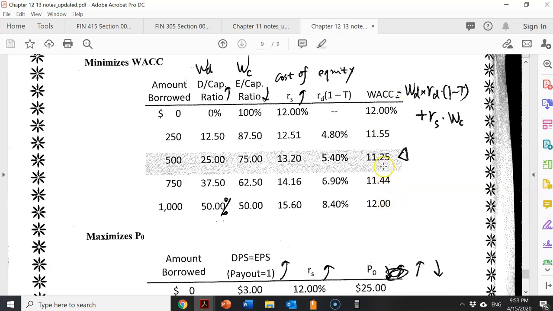We find that we have the lowest WACC when our debt amount is 500, debt ratio is 25%, and equity ratio is 75%. This is the optimal capital structure. If we raise 25% of capital by debt and 75% by equity, this is our optimal capital structure that brings us the lowest WACC. You can see as debt increases, WACC decreases first and then increases. So the lowest point is in the middle.